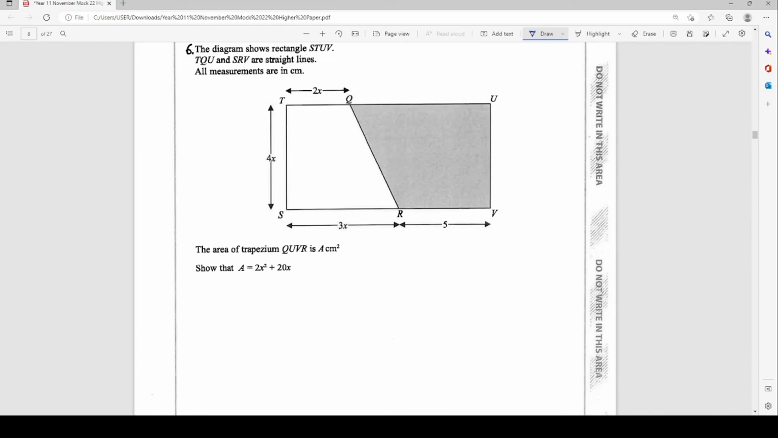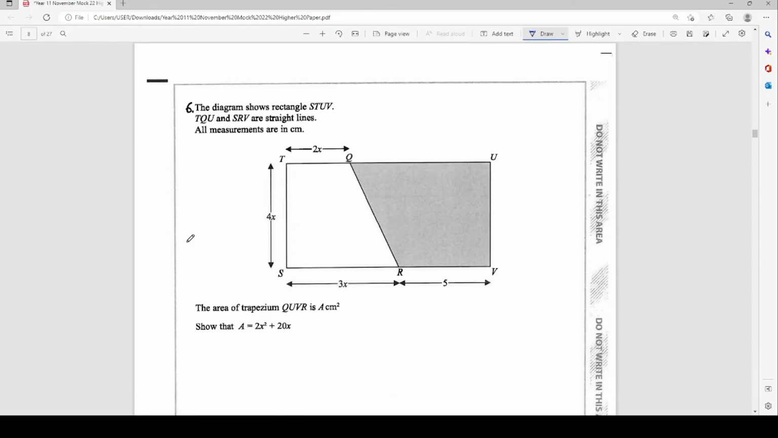Now we are at question number 6. Let's see how we can do it. For this type of question, I always think that you have to understand the context. I always ask my students to read the question again and again. You can't just go and deal with numbers and variables. You need to understand the context that the question is asking you to look for. So here, the diagram shows rectangle STUV. So we have got a nice rectangle.